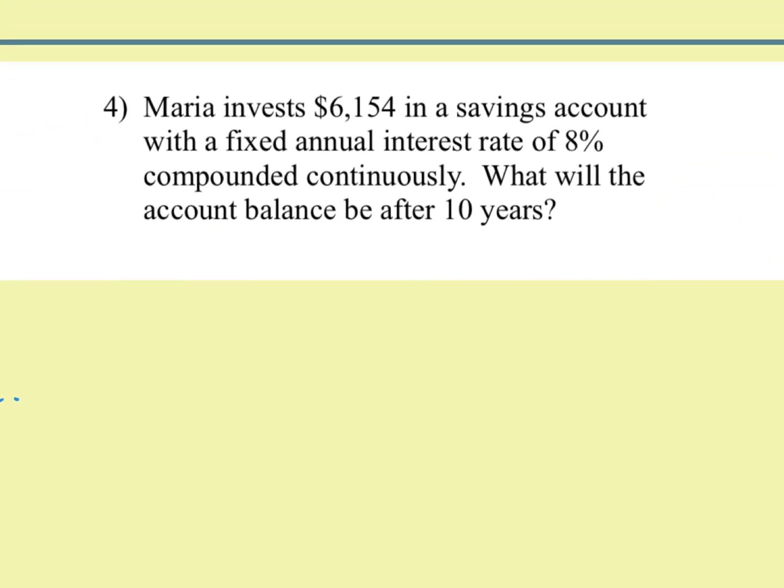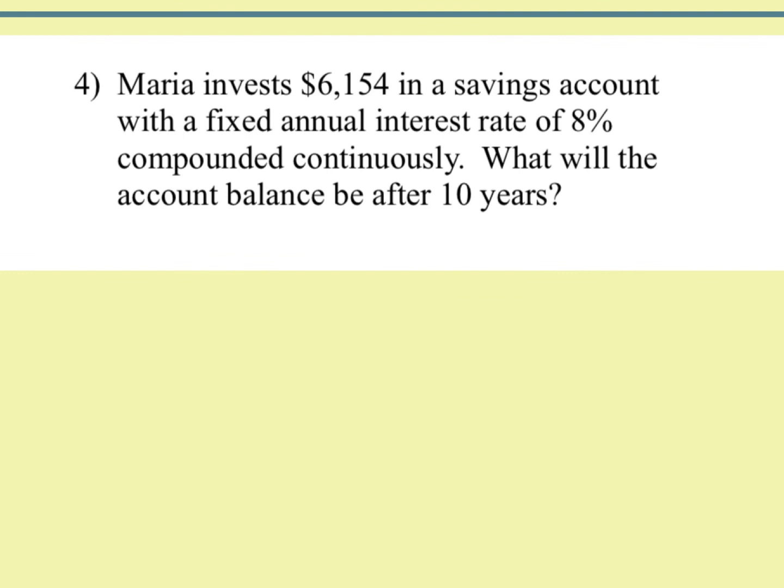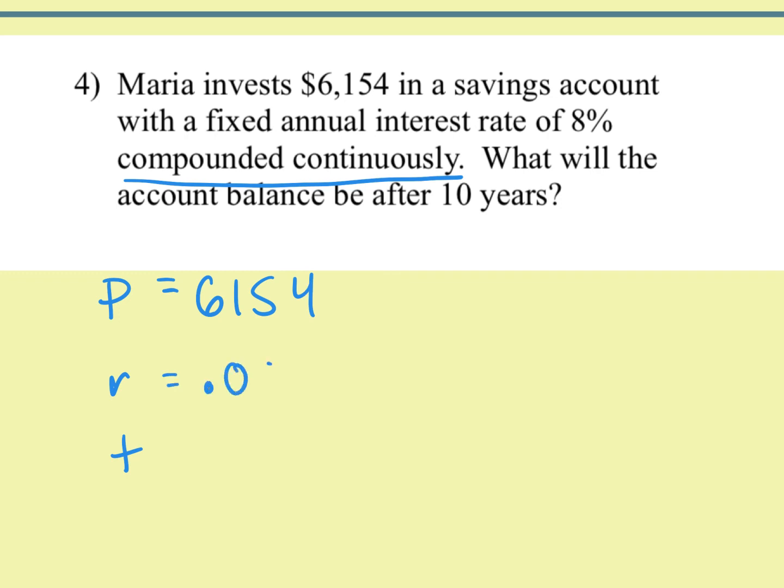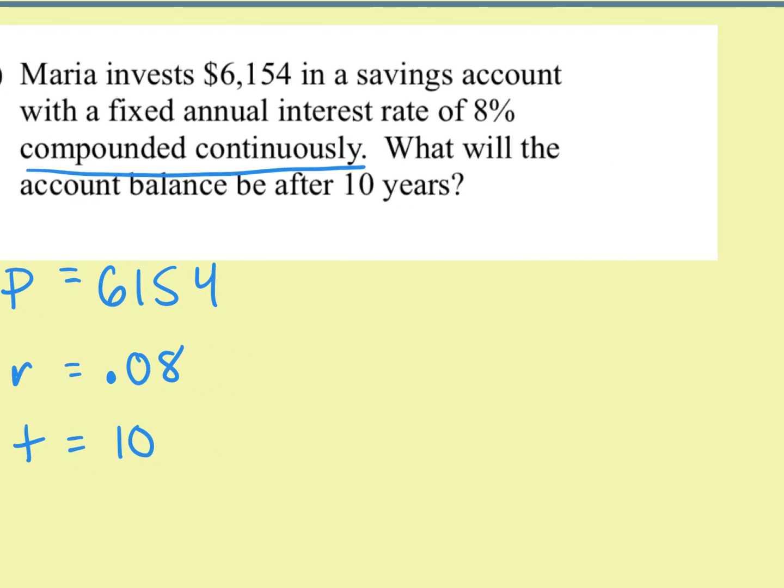All right, so let's look at number 4. Maria invests $6,154 in a savings account with a fixed annual interest rate of 8%, compounded continuously. So what formula do we use? PERT. What will the account balance be after 10 years? So I need P, R, and T. What's my principal? 6,154. What's the rate? 0.08. And what's the time? 10 years. So plug everything in.